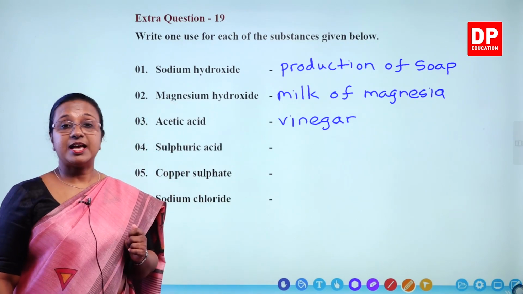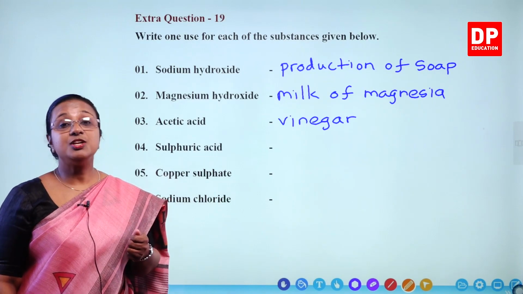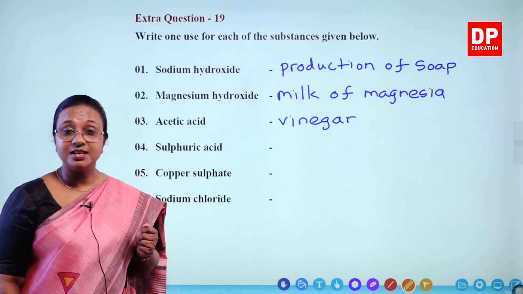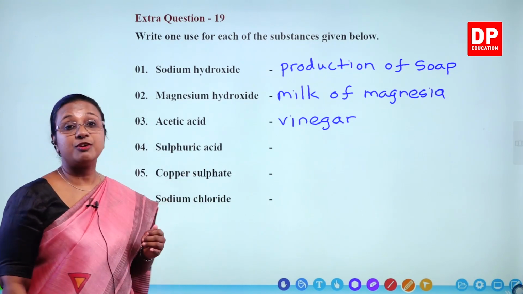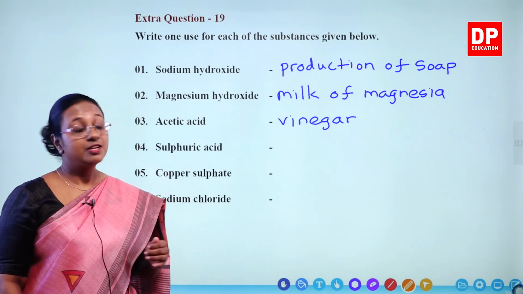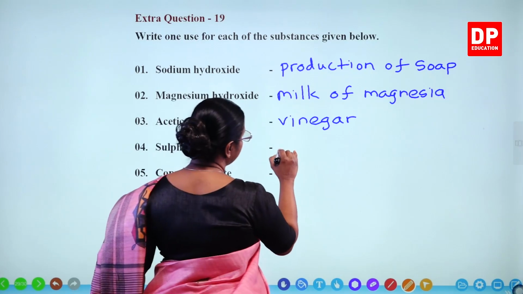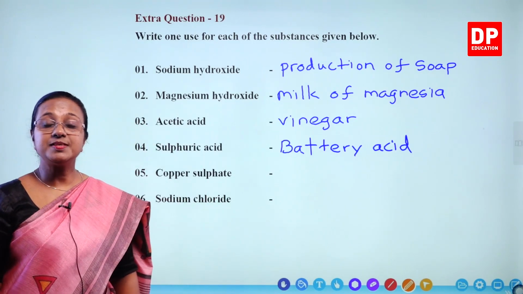Then sulfuric acid. One use of sulfuric acid. That is again used as a dehydrating agent. It is used as battery acid. So like that, we can write any example, production of fertilizers. So like that, you can write anything for sulfuric acid. Here I will say battery acid. Then what about copper sulfate?